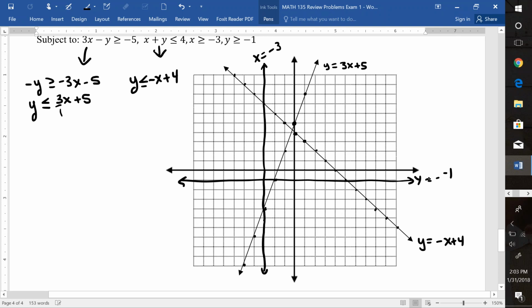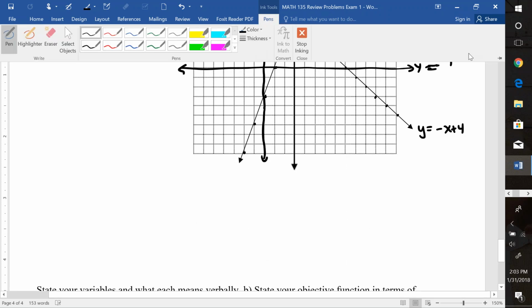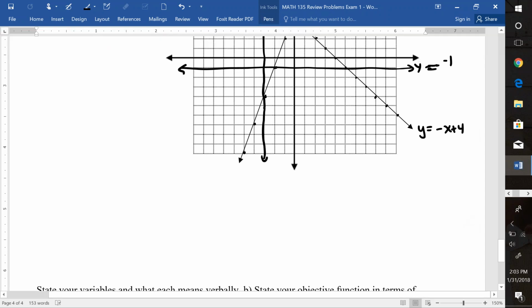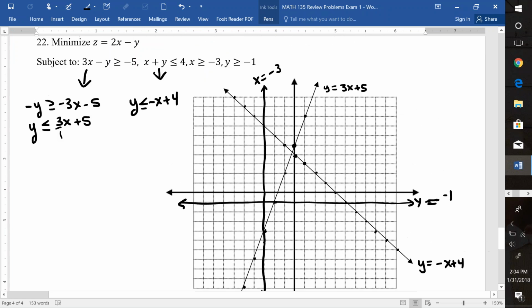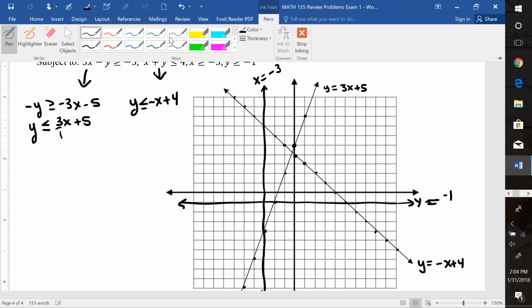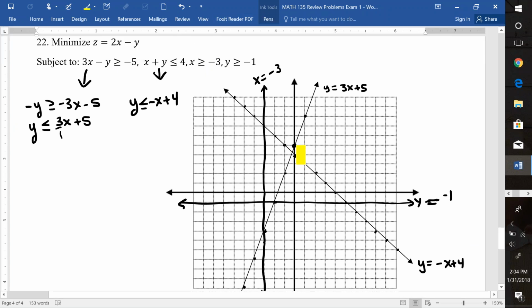So let's talk about where the graph is going to be shaded. For this first one, the y equals 3x plus 5, we were supposed to be shading less than, because it actually flipped when we were doing it. So if you're at your y-intercept, that means we're shading below it. So let's just put a few marks there.